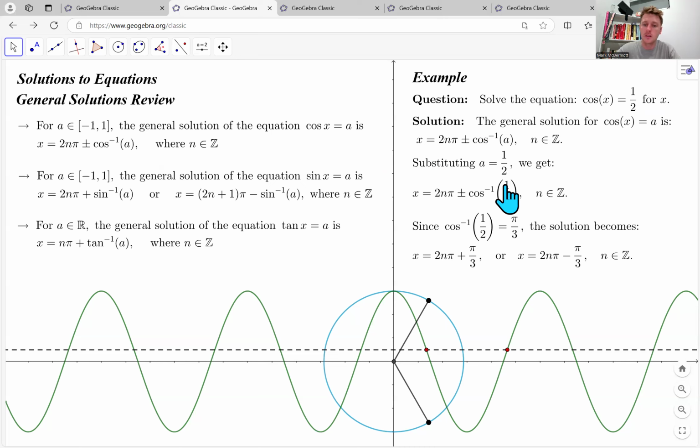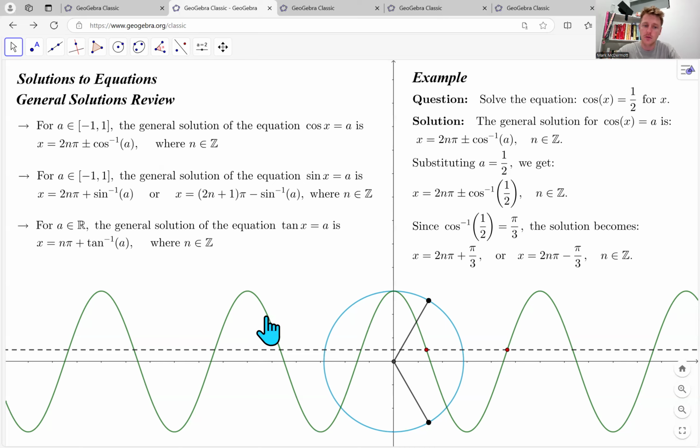So basically, to dissect this part, we're asking ourselves, for what cosine angle do we get 1/2 as the exact value? So this is where you need to know your exact values. But I think you would agree cosine of π/3 is equal to 1/2. So therefore, cosine inverse of 1/2 is equal to π/3. And so that's what we've got here.